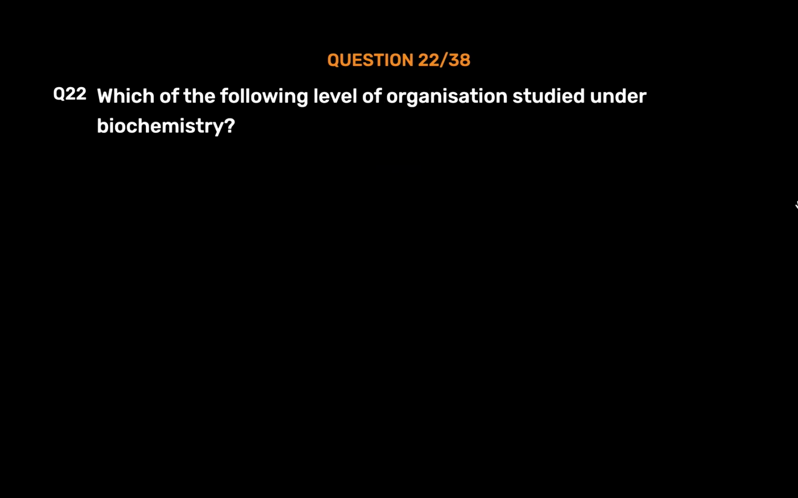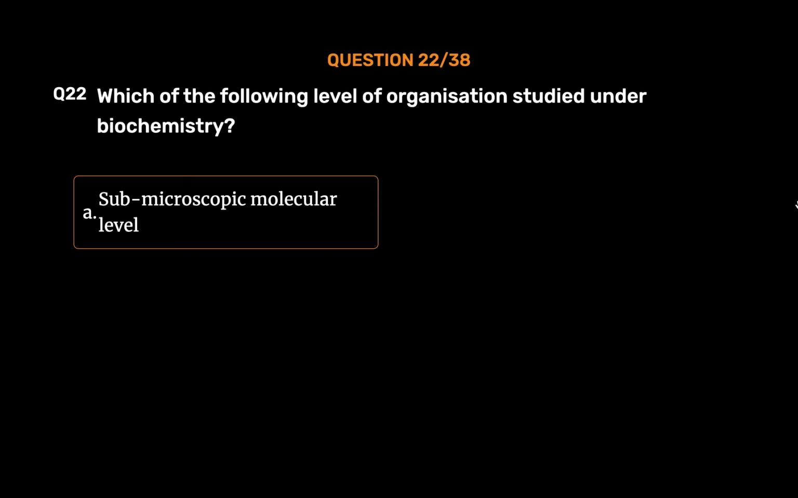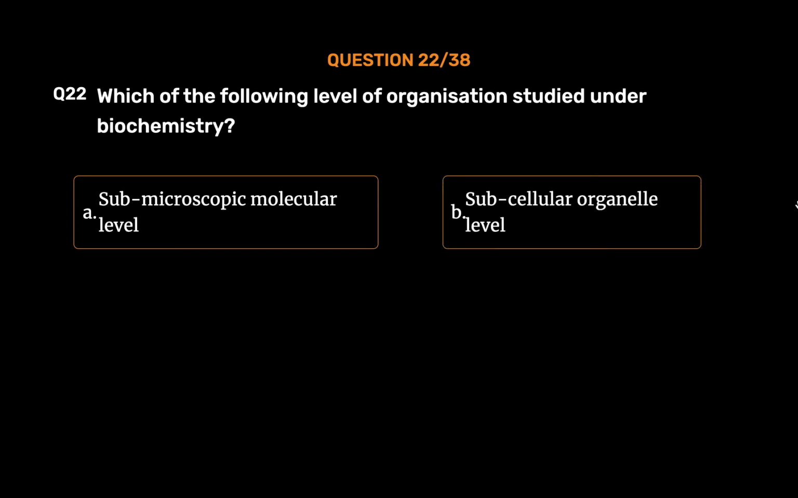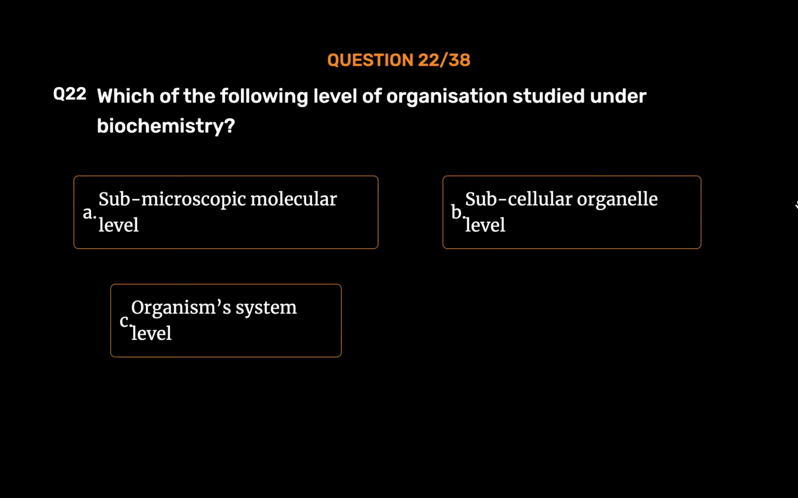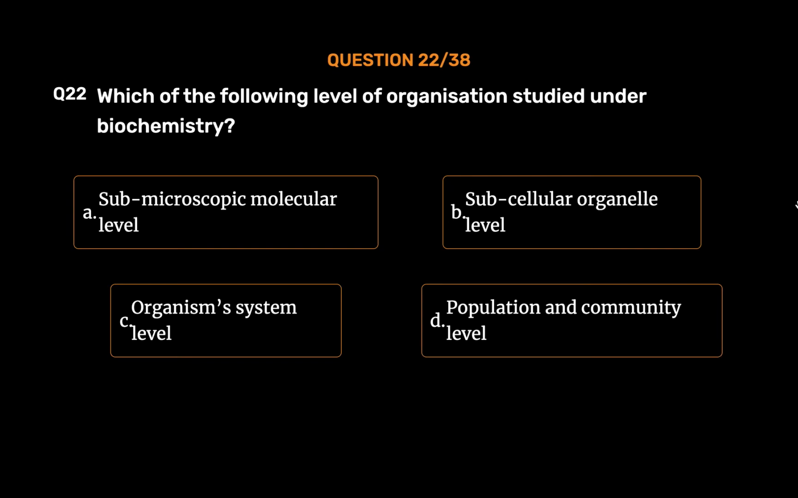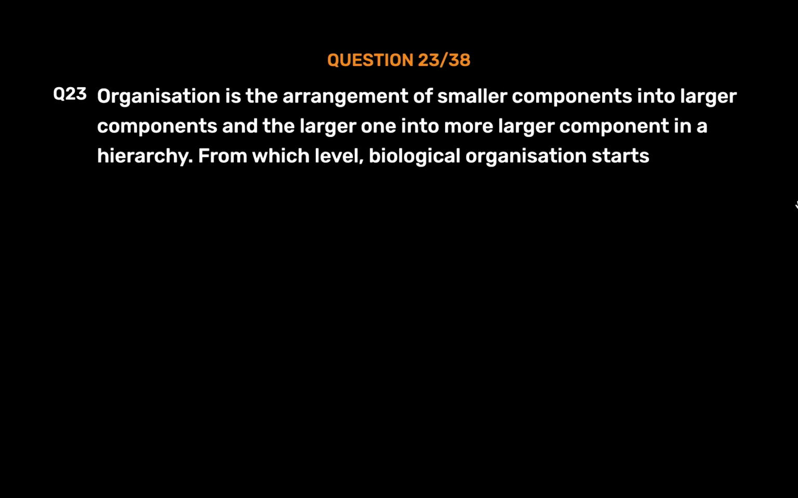Question number 22. Which of the following level of organization studied under biochemistry? Option A. Submicroscopic molecular level. Option B. Subcellular organelle level. Option C. Organisms system level. Option D. Population and community level. The correct answer is Option B. Subcellular organelle level.